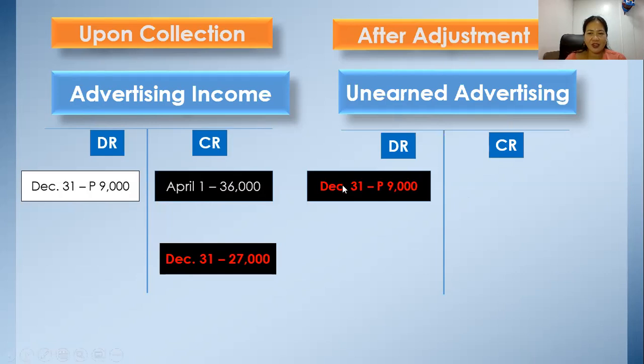So what happened after you prepared the adjusting entry? Your advertising income now will have a balance of 27,000, which is the correct amount for income during the year, and you establish unearned advertising income of 9,000, a liability. So you were able to split the 36,000 into the income portion, which is 27,000, and the liability portion, which is 9,000.